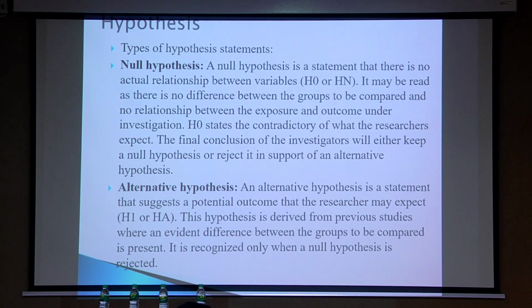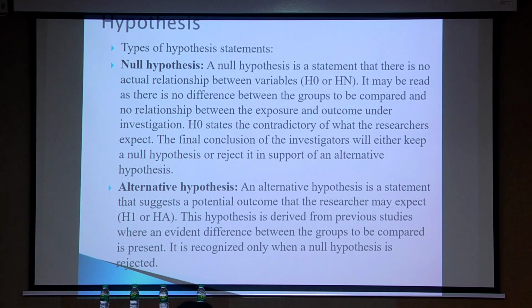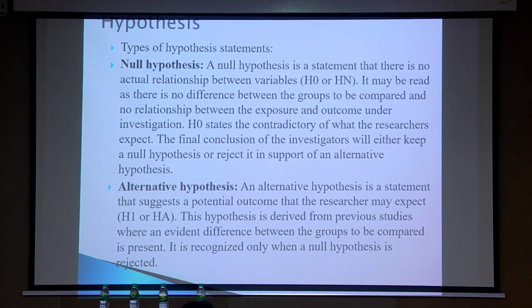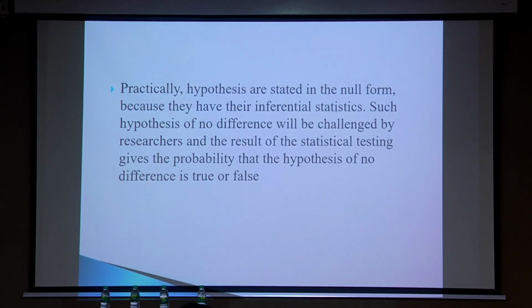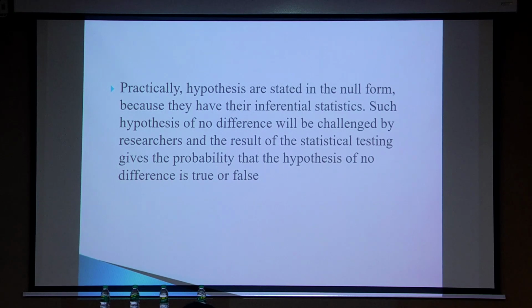There are two hypotheses. I am not going into detail. In research, we use the null hypothesis, which states that there is no actual relationship between variables. Whereas the alternative hypothesis is a statement that suggests a potential outcome that the researcher may expect. It is derived from previous studies where an evident difference between the groups to be compared is present. It is recognized only when the null hypothesis is rejected. Practically, hypotheses are stated in the null form because of inferential statistics. Such a hypothesis of no difference will be challenged by researchers, and the result of the statistical testing gives the probability that the hypothesis of no difference is true or false.